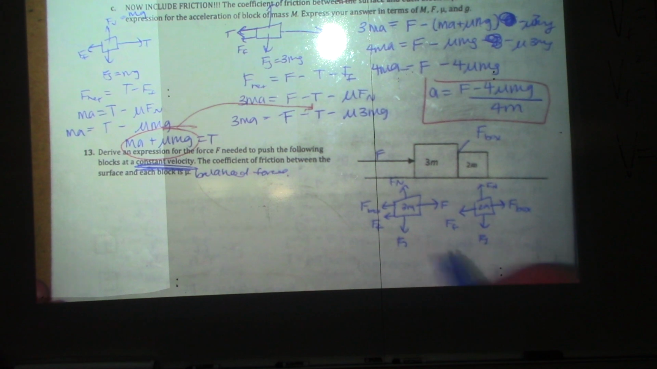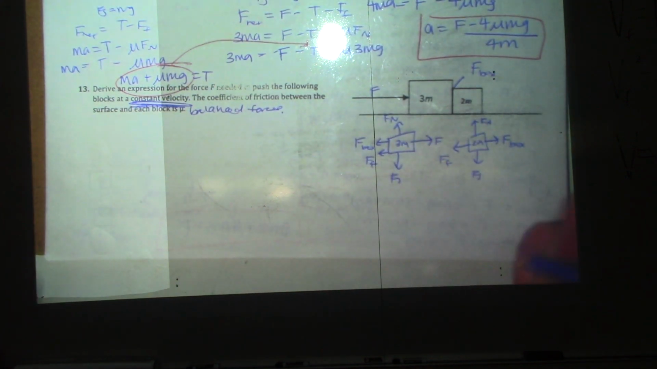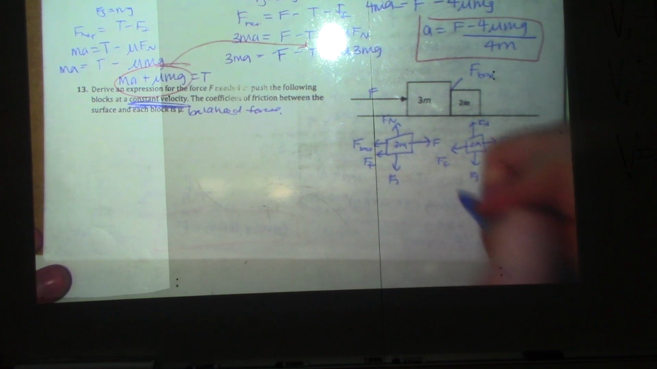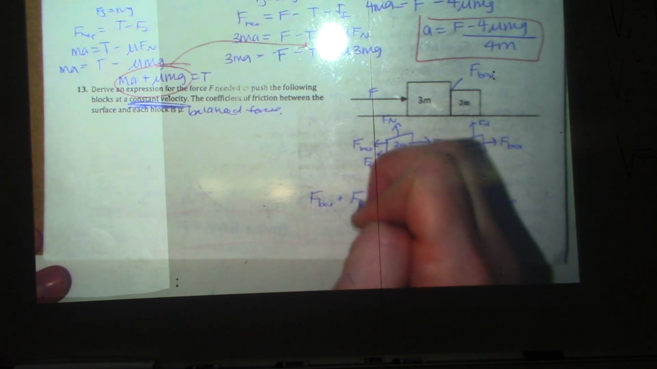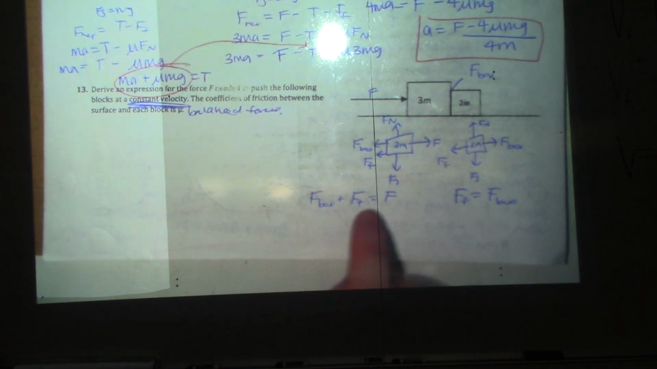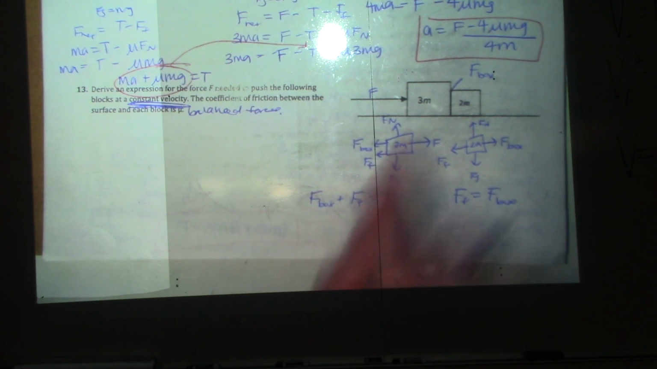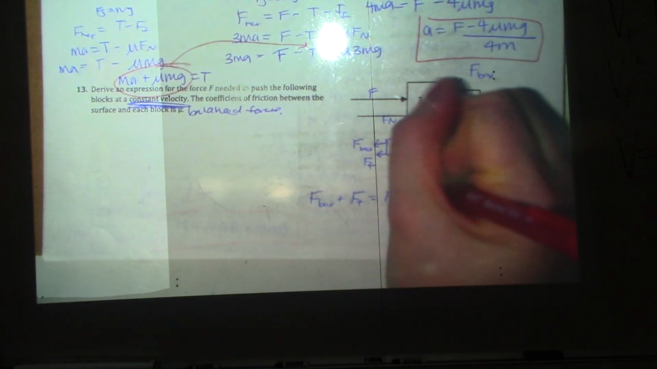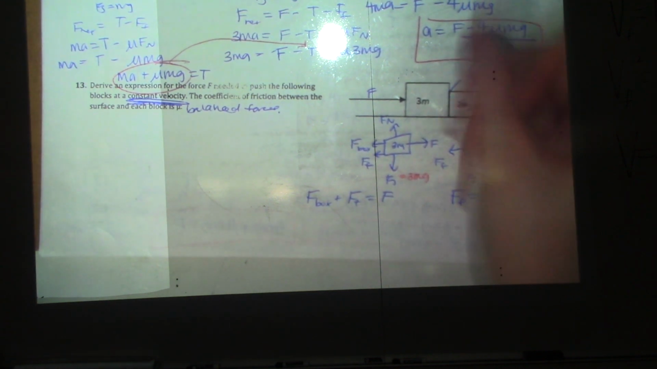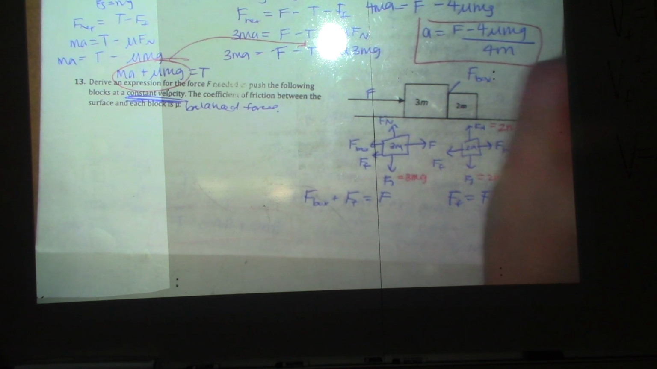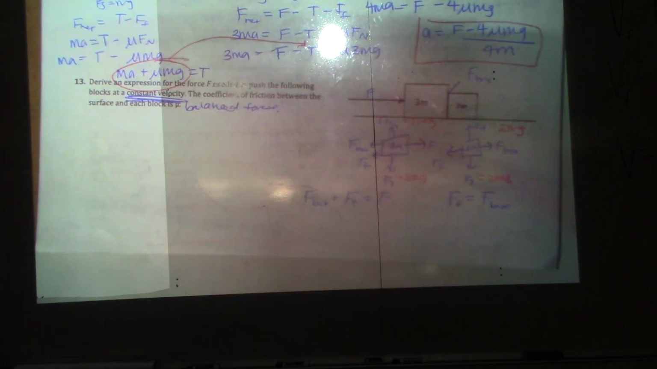So when I write my F net equation, I'm actually not going to write F net because my net force is 0. I'm just going to jump to these two are equal. F friction equals F box here. Here, F box plus F friction equals F. Now note, these are not the same friction force because they have different normal forces, right? So I'm going to go through. Fg here is 3 mg. This one is 2 mg. And then it's balanced up and down. It's not accelerating up or down, so those are the normal forces.